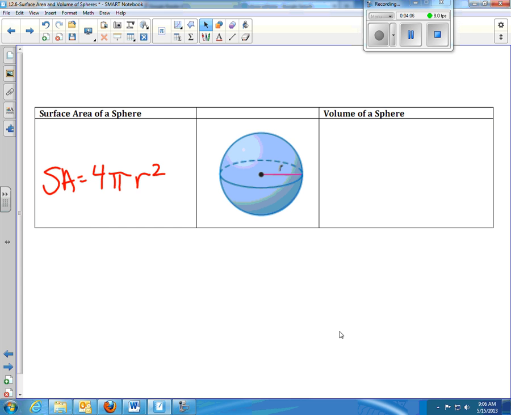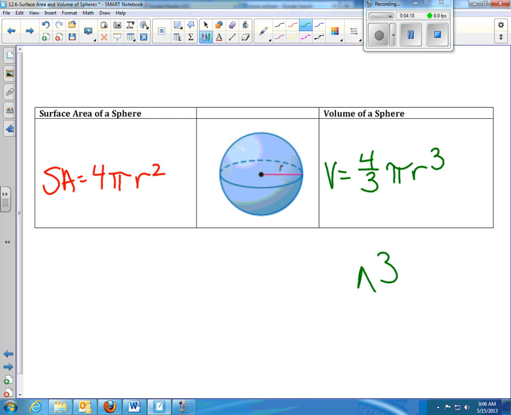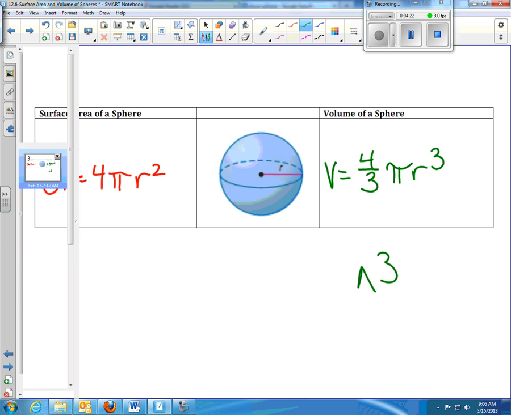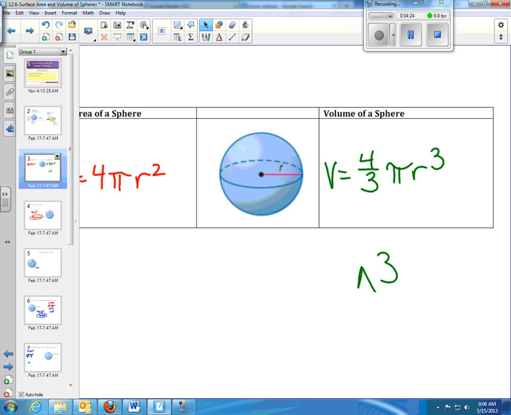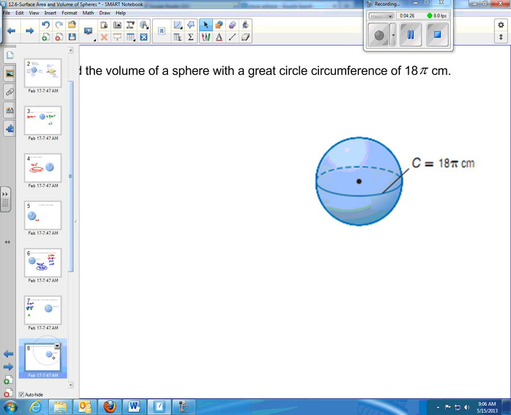So let's look at the volume formula for a sphere. It's a little different because it's 4/3, a fraction, times pi times our radius cubed. Now remember, to get a cube on our calculator, we're going to use that little caret button and then type in the 3. So let's jump back to our next problem.